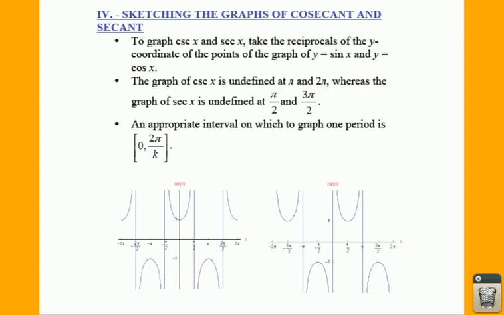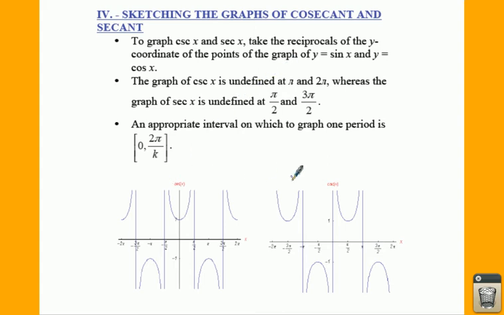So for now, what we've done is we've sketched cotangents and tangents. Now what we're going to do is graph what I would probably say a little bit easier would be the cosecant and secant graphs. Keep in mind that they both have a period of 2 pi, but they do have some undefined values. So to graph your cosecant and secant, you have to take the reciprocals of your y-coordinates of y equals sine of x and y equals cosine of x.